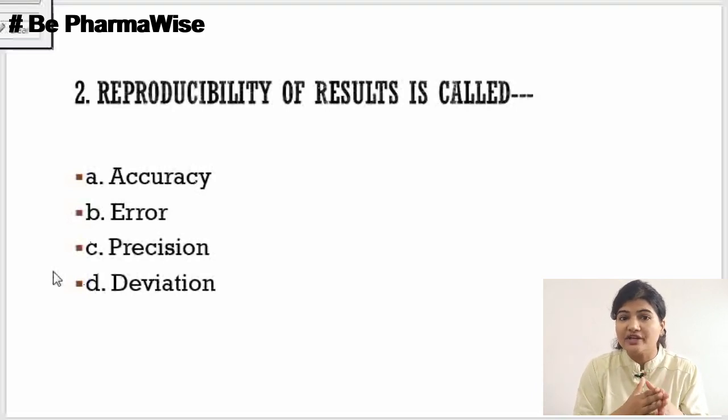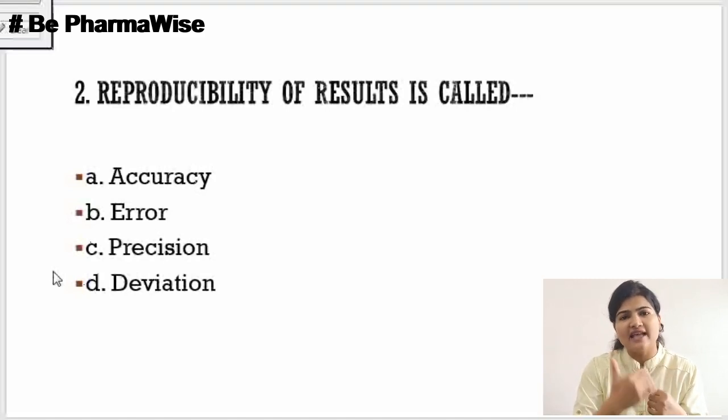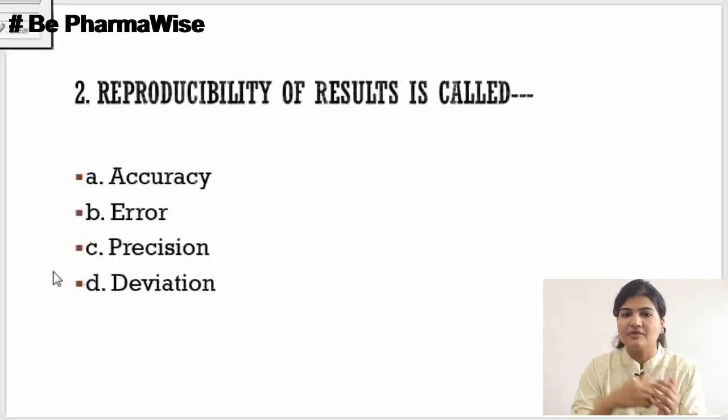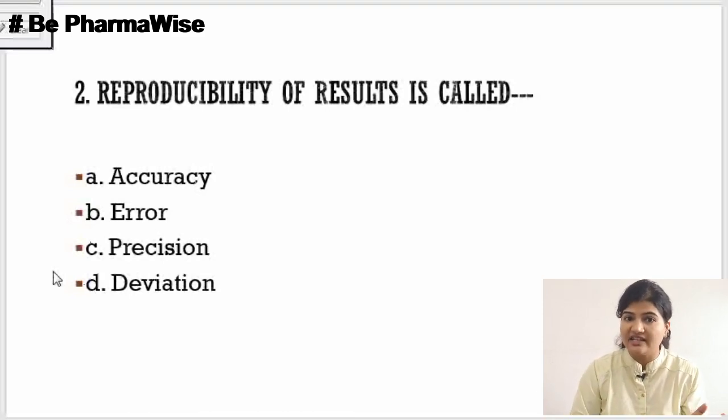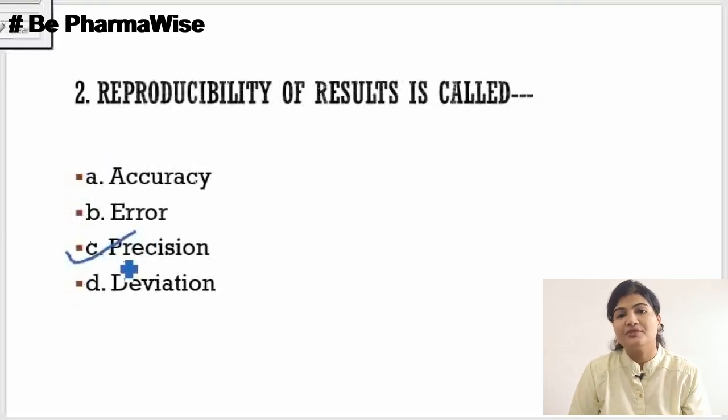In that case you get the same result every time, or even if your result is accurate and you are getting the same result every time subsequently, then it is called reproducibility of results, and the technical term for it is precision. Okay, so when you get reproducible results, when you get the same result every time, the results are said to be precise, so it is called precision.